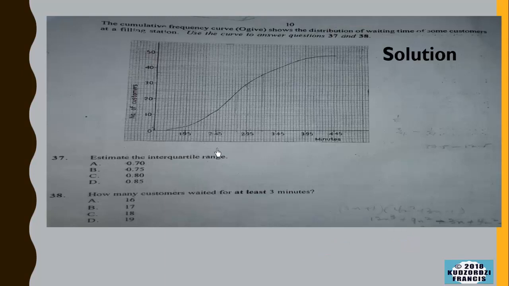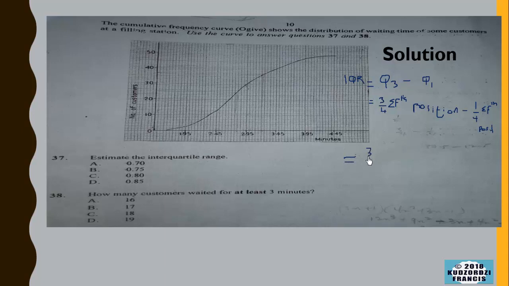We are supposed to estimate the interquartile range, which is the third quartile minus the first quartile. So you know the formula already. The interquartile range is given by this. So the third quartile is 3/4 of the total frequency, the value in that position, minus 1/4 of the total frequency, the value in that position. So just simplify and trace from the graph.